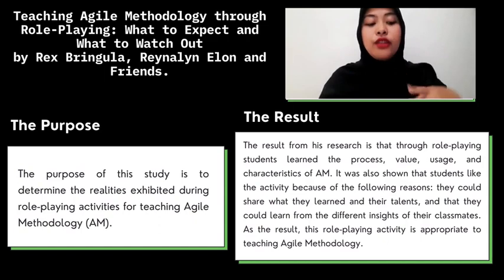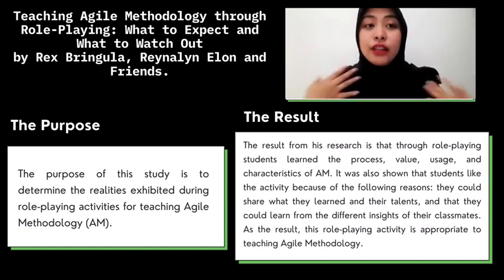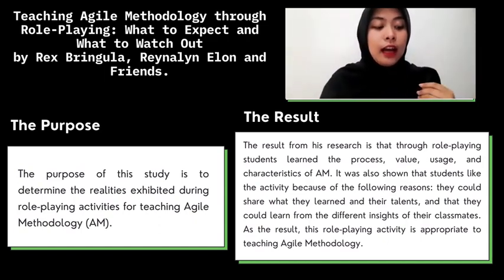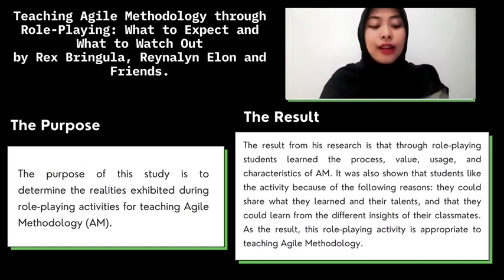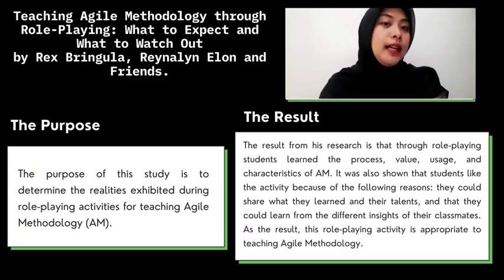First, they could share what they learn and their talents. Second, they could learn from the different insights of their classmates. As a result, this role-playing activity is appropriate for teaching agile methodology.